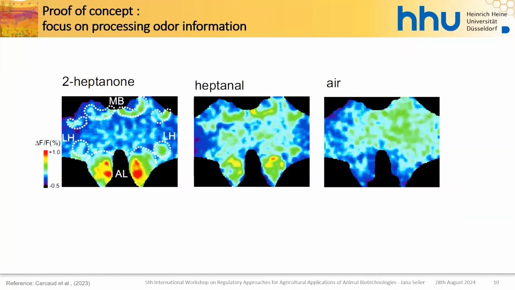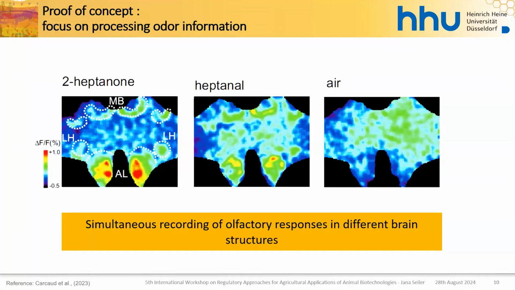Here you can see the activity maps of the odorants 2-heptanone and heptanal. Especially with 2-heptanone, you can see very well how all three areas involved in the olfactory processing are significantly more active than the other brain regions at this time. This was thus the first system at this time that allows the simultaneous recording of olfactory responses in different brain structures in the honeybee.